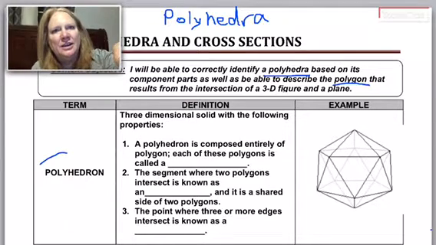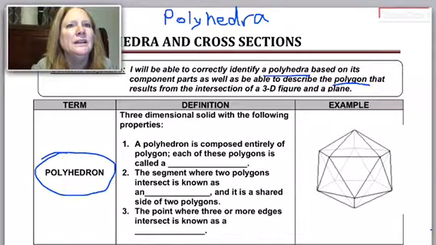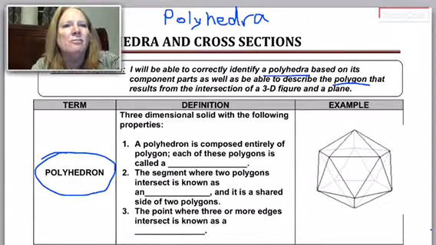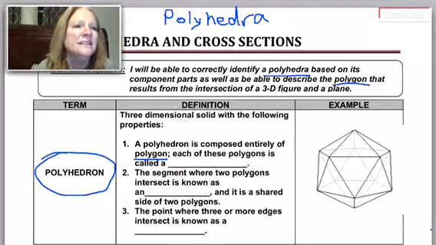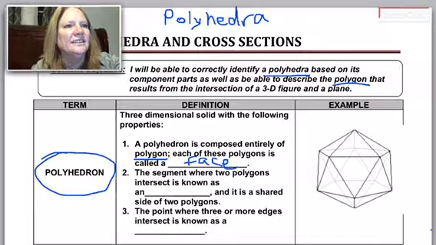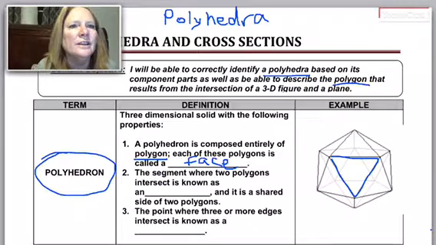Okay, so polyhedron, which is the plural for polyhedra, is a three-dimensional solid that has the following properties. It's composed entirely of polygons. The sides are the faces, so each of the polygons is called a face. Like this would be one face, and that one is a triangle. In class, I have a lot of samples of these, and if you're able to look on with Skype today, maybe you can see those, but there are samples around that you could look for.